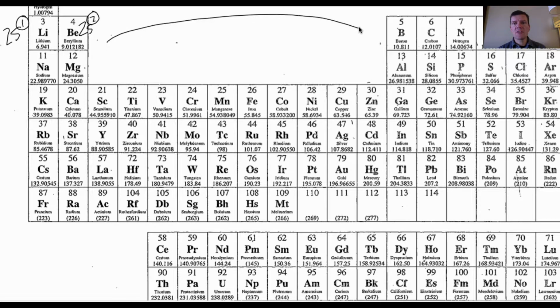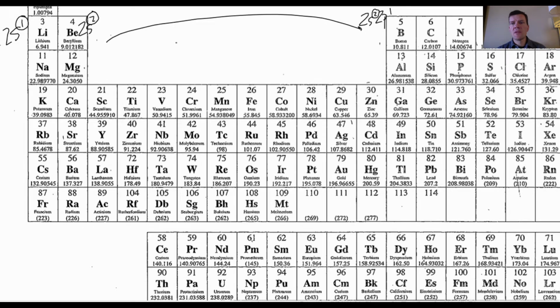I jump way over here to boron. The ending part would be 2s2, 2p1, so it has 2 and 1. It has 3 valence electrons. So you just count right across. It's very easy. Everybody in group 1 has 1 valence electron. Everybody in group 2 has 2 valence electrons. Everybody here has 3 valence electrons. Carbon's got 4 valence electrons because it ends in 2s2, 2p2. Everybody here, nitrogen, 5 valence electrons, 6, 7, and noble gases all have 8. So you just count straight across.